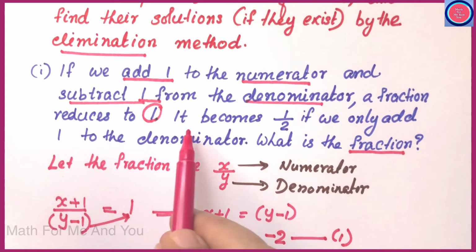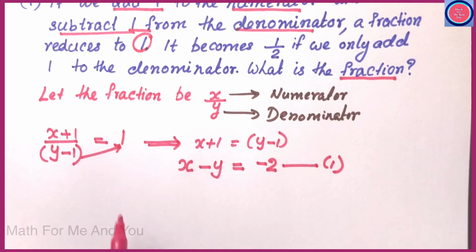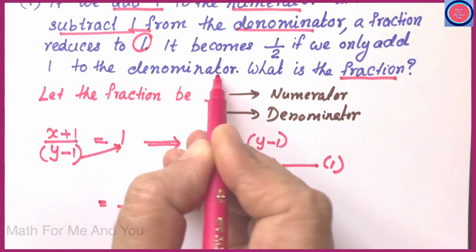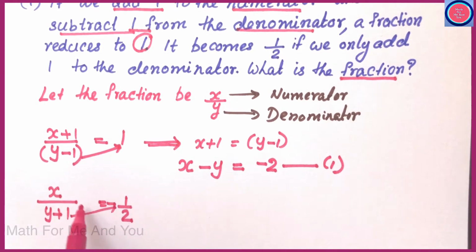Now we read the second condition. It becomes 1 over 2. That means the fraction value is equal to 1 over 2. If we only add 1 to the denominator, that means the numerator has no change, but we are adding 1 to the denominator, then the fraction is equal to 1 over 2. Here also we can simplify this by cross multiplying, and we can adjust to get the second linear equation.